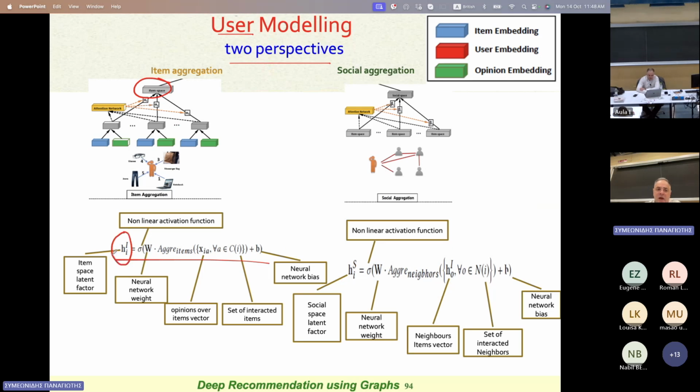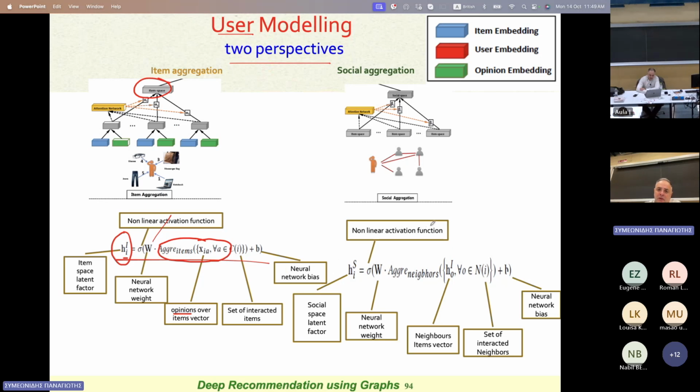This h is the item space latent factor of an item. As you can see here again, we have the weight matrix and we have the aggregation function, which aggregates the different opinions over an item. So this is how it works here. There are different opinions over an item, and we want to aggregate them.